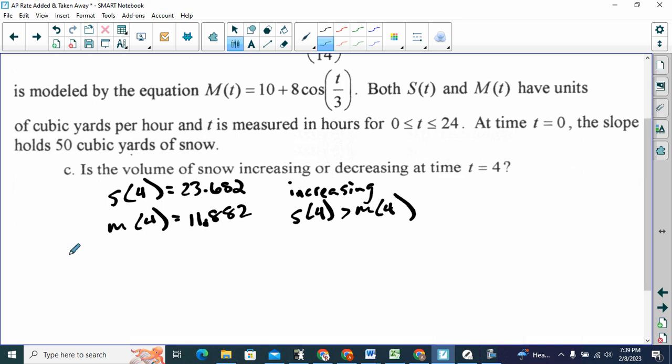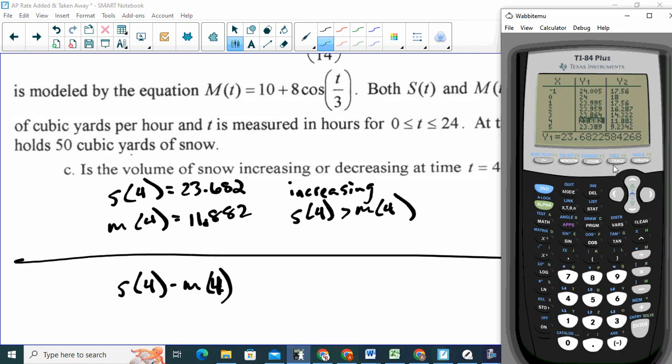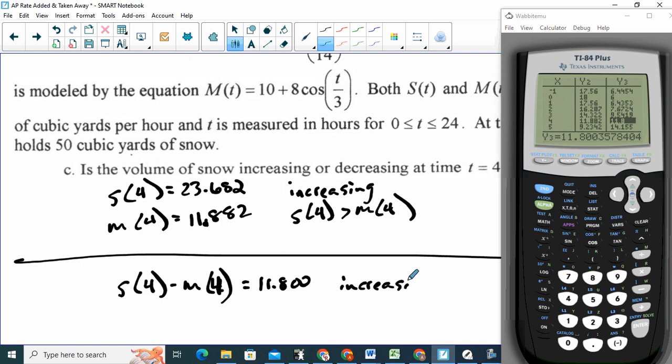The other way you could do it is to take a look at the overall rate of change. The overall rate of change is S of 4 minus M of 4. And then you're checking to see, is the overall rate of change positive or negative? So you would be looking at y3 here, which is 11.800. And then you would say increasing because S of 4 minus M of 4 is positive.